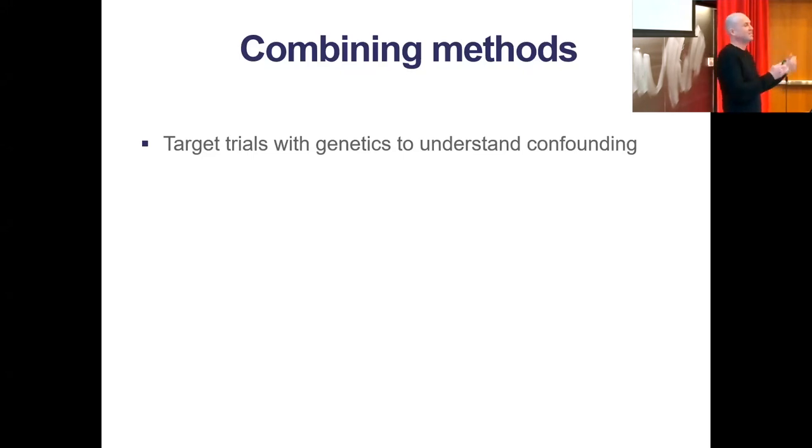So if your MR study suggests that smoking is influencing eye color, then you know something is going wrong. So you can combine more than one of these causal influence approaches, and I could have a large catalogue of the ways you can combine these. But let's think about combining genetics to understand the confounding.